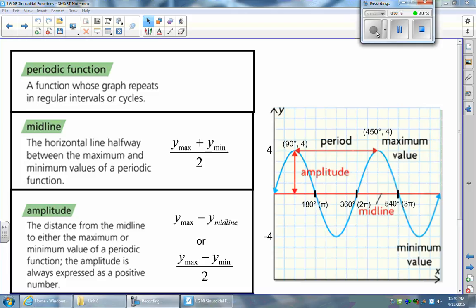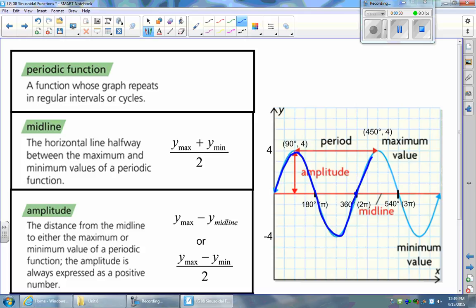So if we're looking at this graph on the board, we can see that it rises up, goes down, crosses the midline, goes back up, and then once it reaches 360 degrees, it starts to repeat, and we see the same shape again. And it will just continue repeating in these regular cycles.